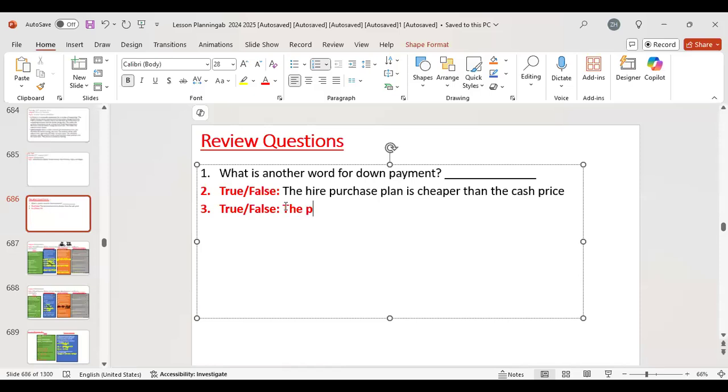The principal is the amount borrowed or invested.